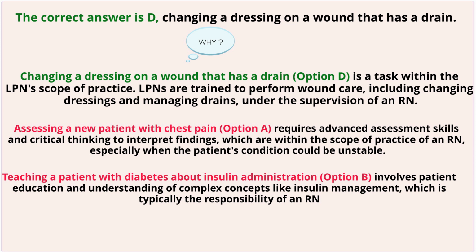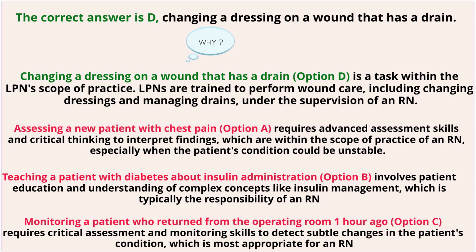Right? Now, option C, monitoring a patient who returned from the operating room 1 hour ago. This requires critical assessment and monitoring skills to detect subtle changes in the patient's condition, which is most appropriate for an RN, especially in the immediate post-operative period when the patient may be at higher risk for complications.